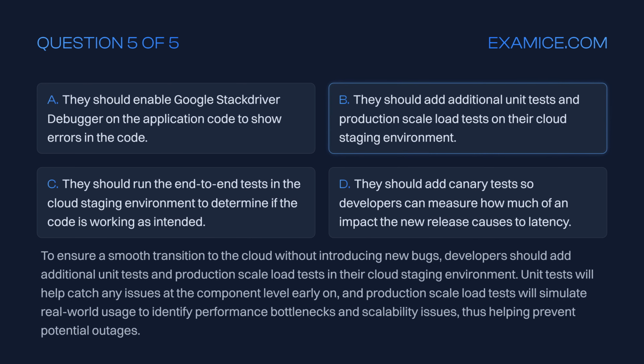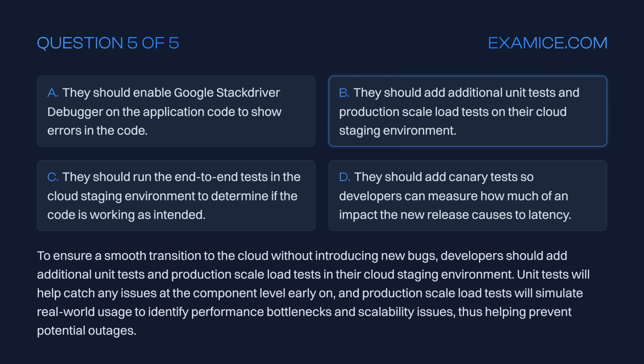The answer is option B. To ensure a smooth transition to the cloud without introducing new bugs, developers should add additional unit tests and production-scale load tests in their cloud staging environment. Unit tests will help catch any issues at the component level early on, and production-scale load tests will simulate real-world usage to identify performance bottlenecks and scalability issues, thus helping prevent potential outages.